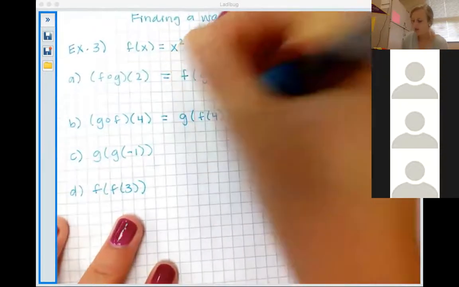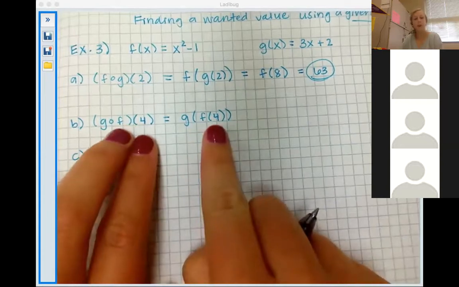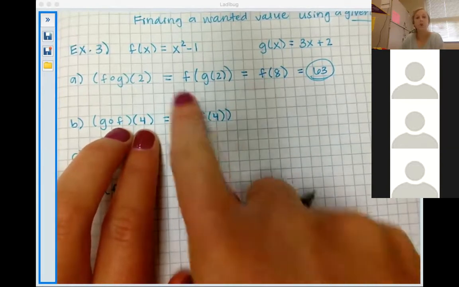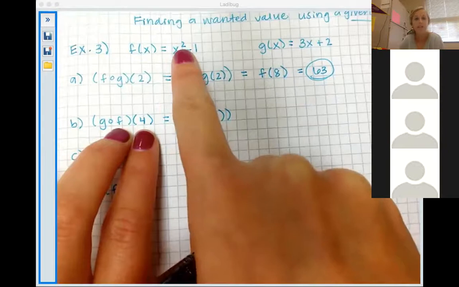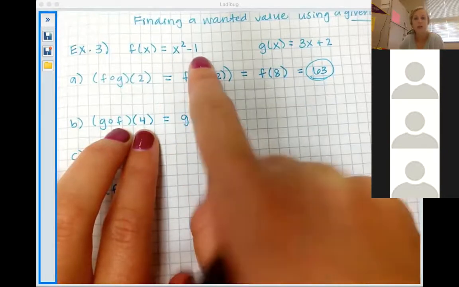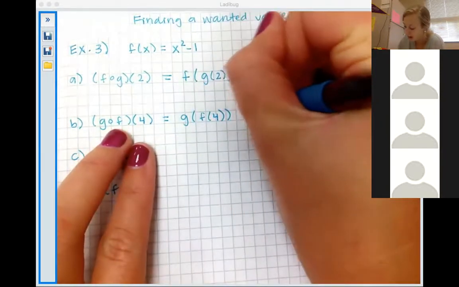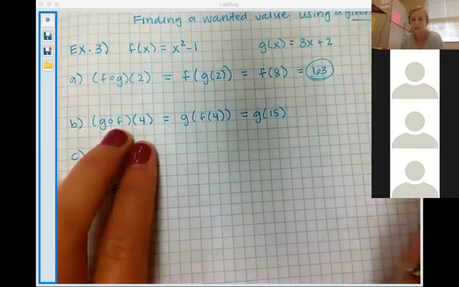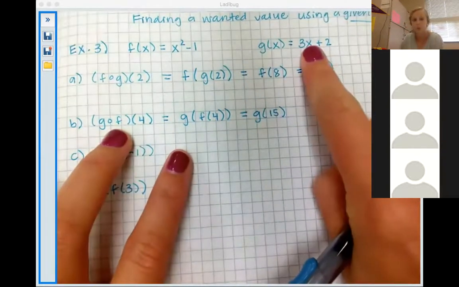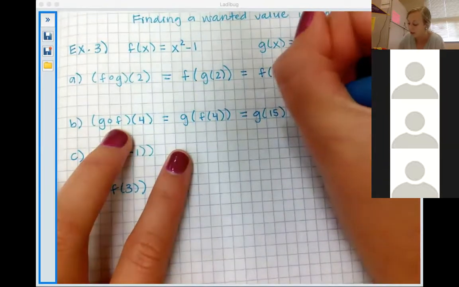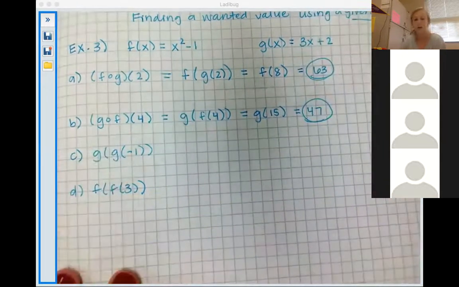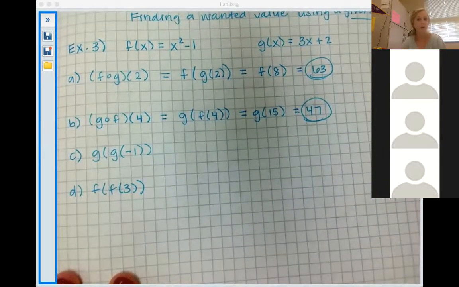All right, so you should have found f of 4 first. That's the input. So when we put 4 into f, 4 squared is 16. 16 minus 1 is 15. So really, they're just asking you to find g of 15. 3 times 15 is 45, plus 2 is 47. Very good. Questions on that one?